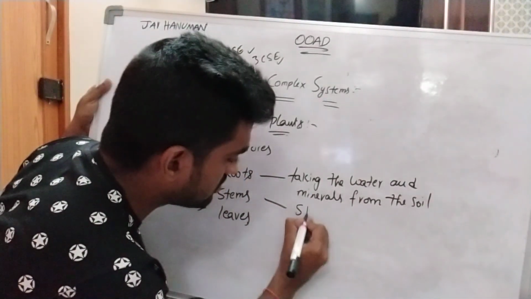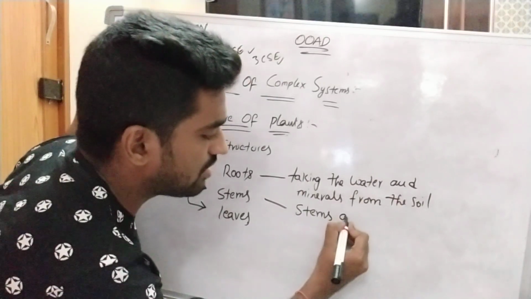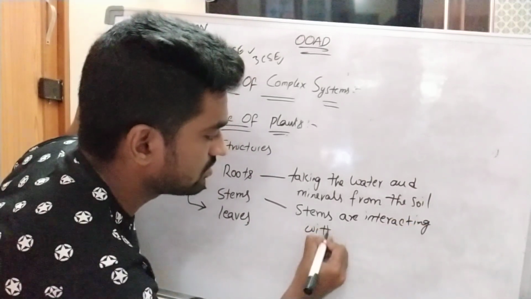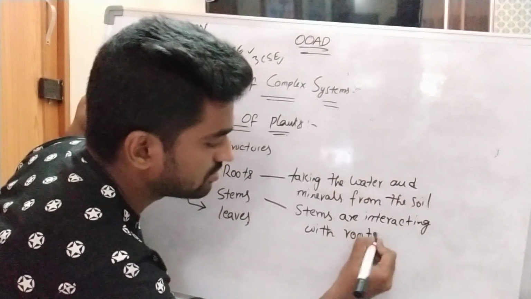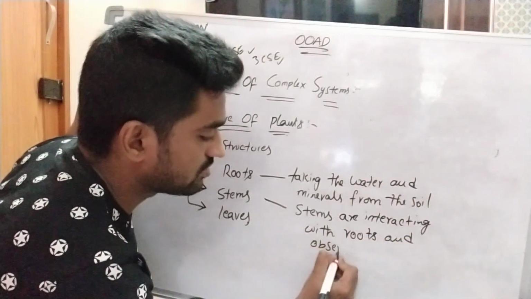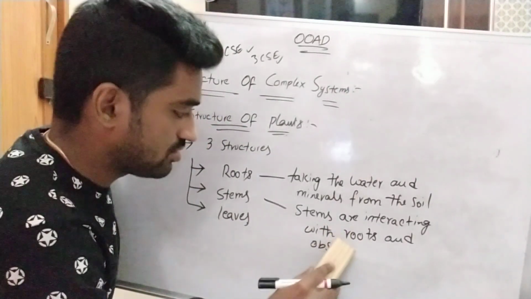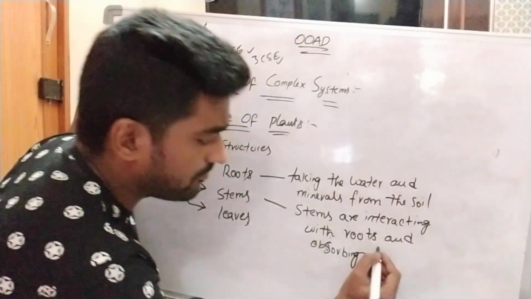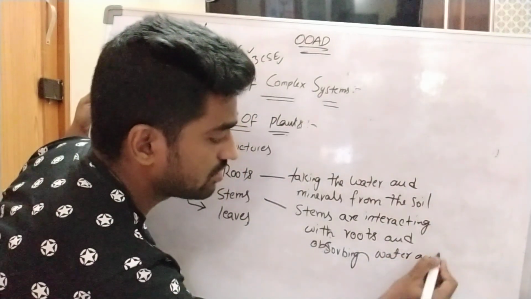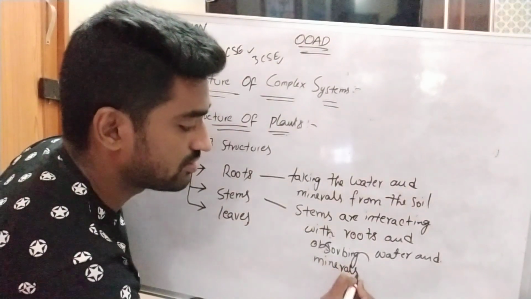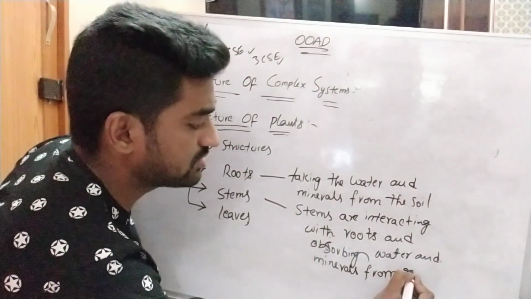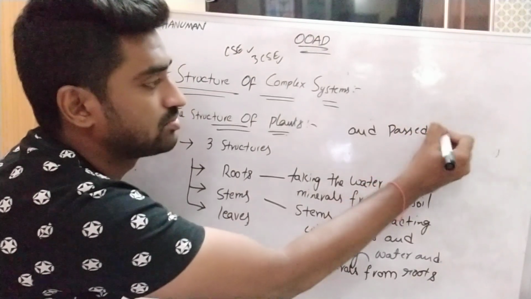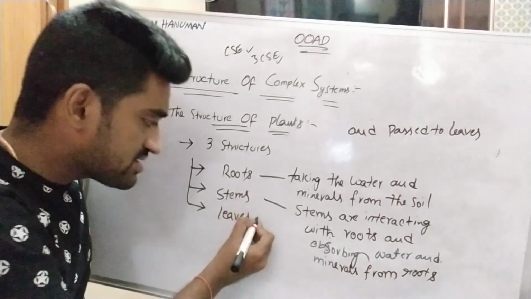Stems are interacting with roots and absorbing water and minerals from roots and passing them to leaves. So what is the major responsibility of leaves?